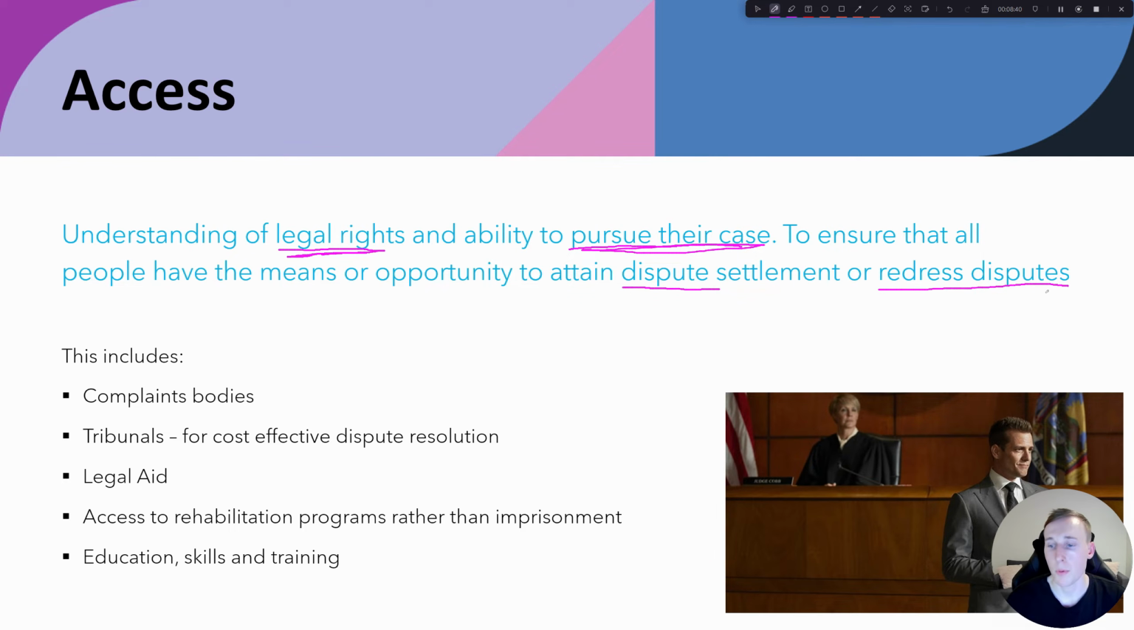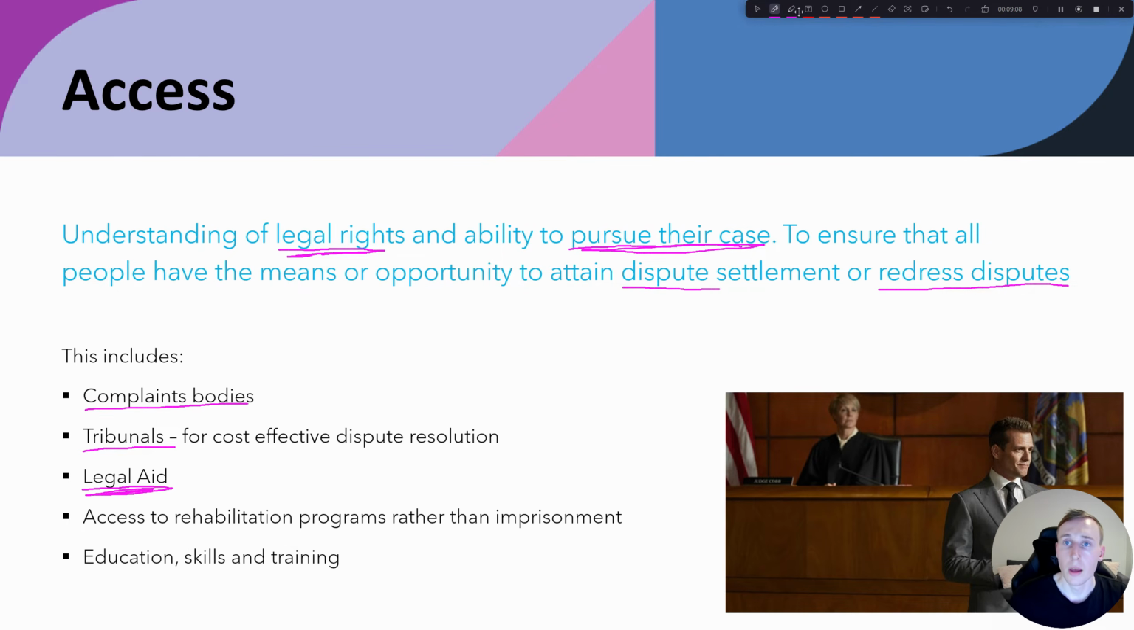So an example might be if you are unable to afford a lawyer, you might have someone like Victoria Legal Aid provide you a lawyer at no extra cost. Or another example might be, rather than you going to court straight away, you can use things like complaint bodies or tribunals, which are often cheaper or low cost and allows you to get your case pursued and resolve your dispute without having to go to court altogether.